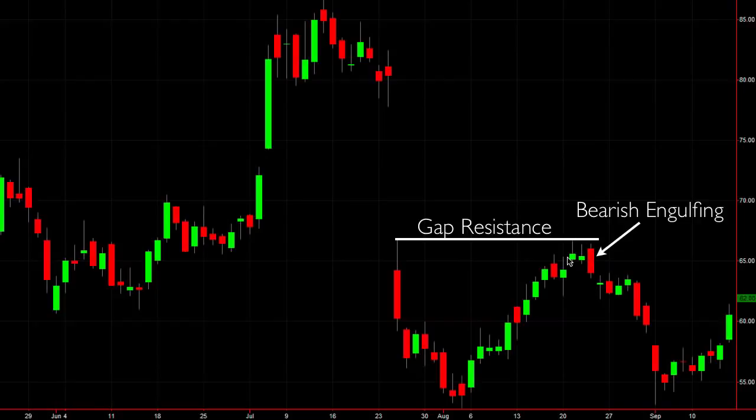Sometimes you have to be able to adjust and trade what you see, and we are seeing nice resistance at the gap. We're seeing almost two shooting stars showing sellers are coming in. That's what we know about the shooting star. And then we see the bearish engulfing. That's a nice entry signal.